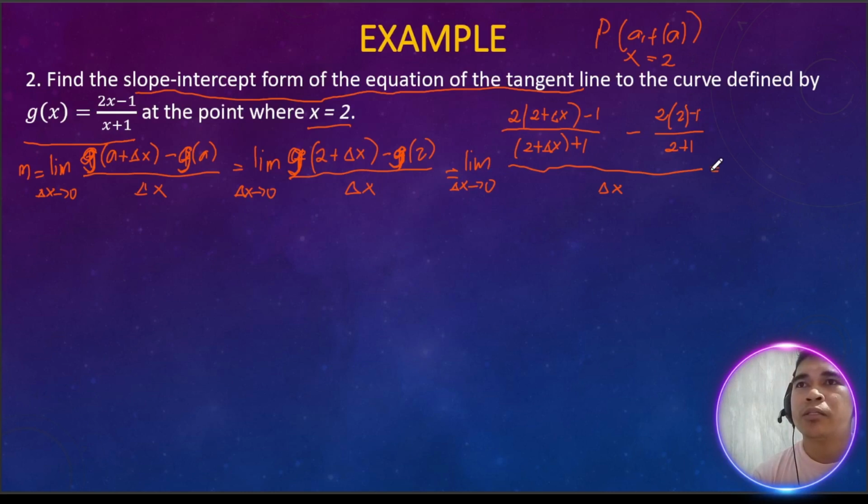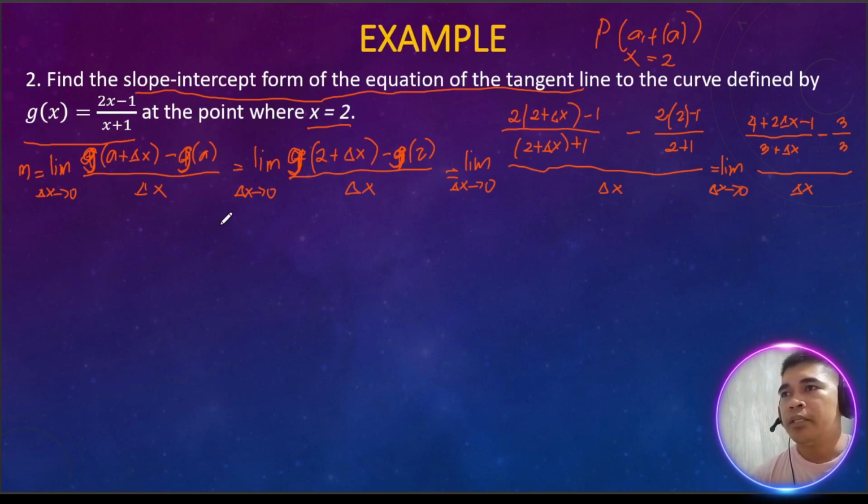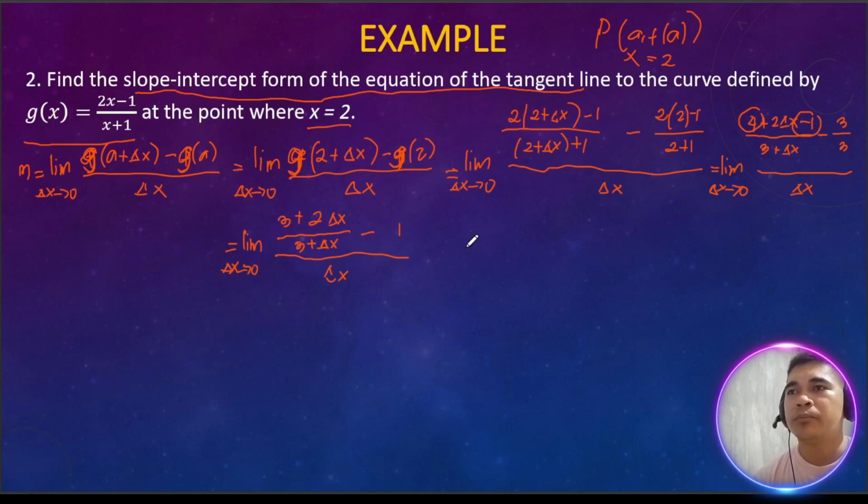Simplify. Equals limit. So we get 4 plus 2 delta x minus 1 all over 3 plus delta x, minus 2 times 2 is 4 minus 1, 3 over 3, 2 plus 1, 3, all over delta x as delta x approaches 0. Okay, next, simplify pa. Limit. So here we have 4 and we have minus 1. So we get 3 plus 2 delta x all over 3 plus delta x, 3 divided by 3, that is 1, all over delta x as delta x approaches 0 equals.